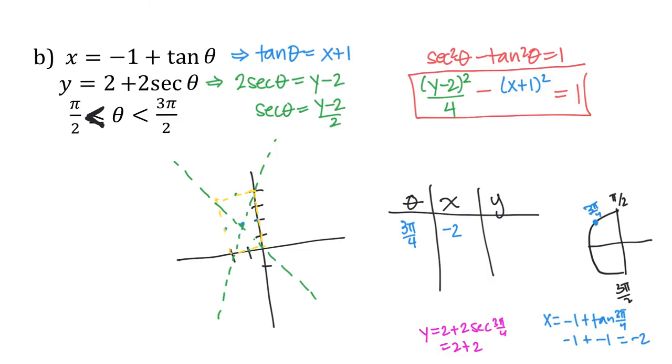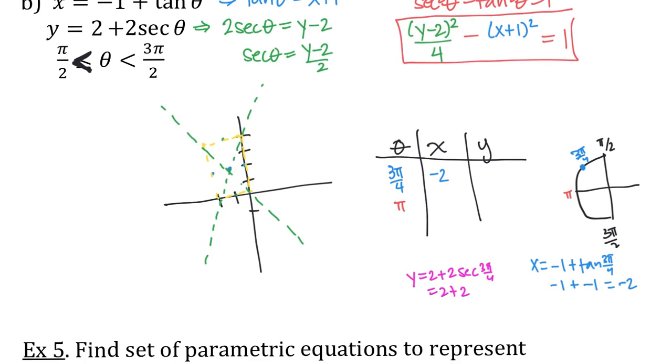Let's try to plug in pi and see if we have an easier time of it, because I'm just trying to figure out the direction. Okay, now if I plug pi into the x equation, x equals -1 plus the tangent of pi. Okay, what is the tangent of pi? This point is -1, 0. y divided by x is 0 divided by -1. So -1 plus 0 is -1.